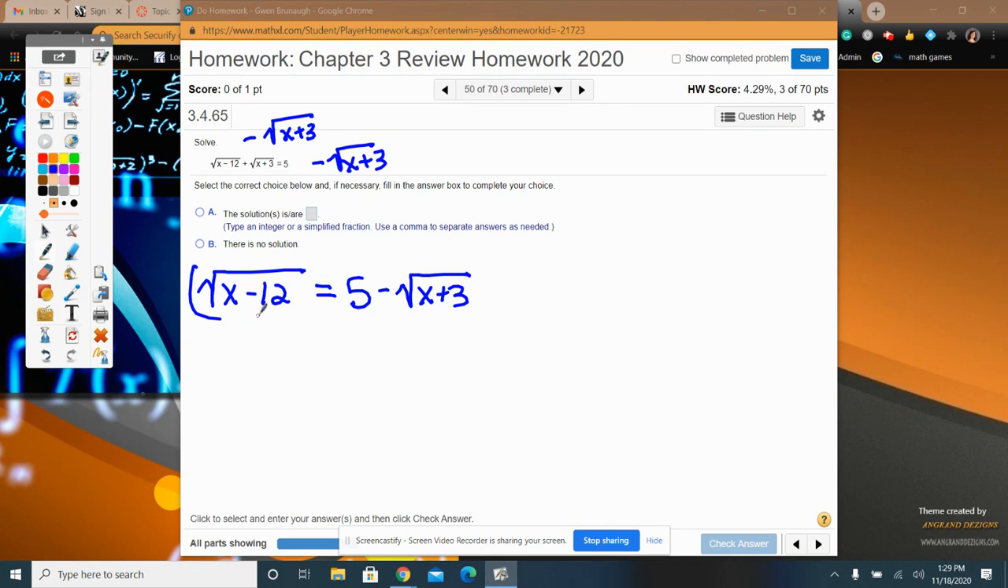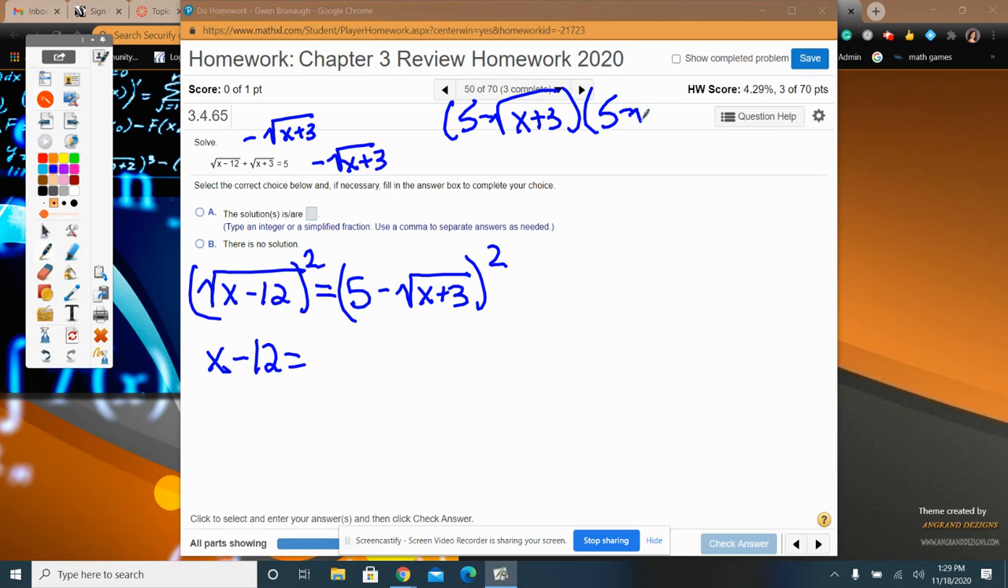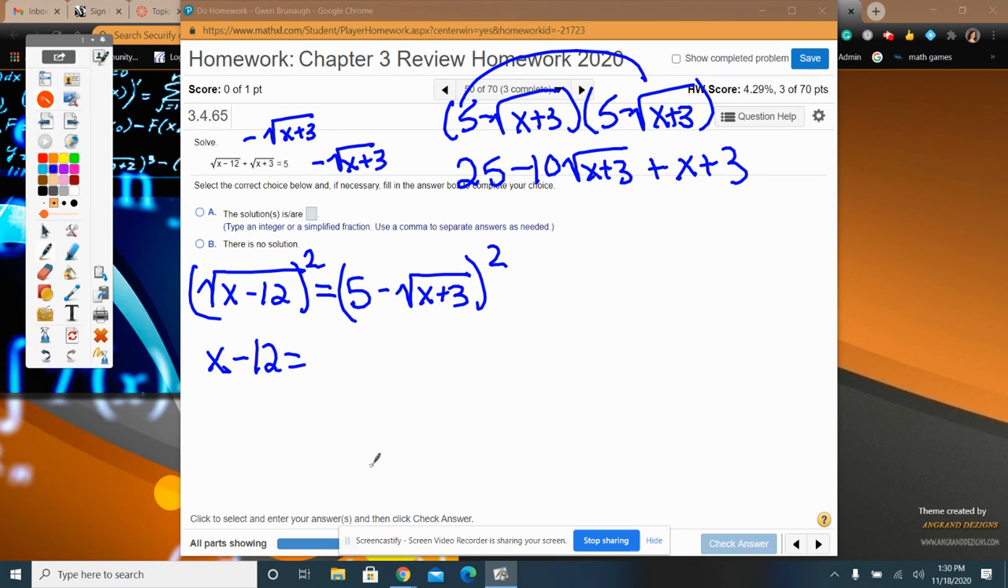So we'll square both sides to get rid of the first radical, but we'll have to be very careful when we FOIL the second side. So that's x minus 12 equals. This is the same thing as 5 minus the square root of x plus 3 times 5 minus the square root of x plus 3. So 5 times 5 is 25. And then I get a minus 5 times the root of x plus 3 and another minus 5, so it's minus 10 square root of x plus 3. And then you'll get a plus at the end. The square roots will cancel and it will just be x plus 3.